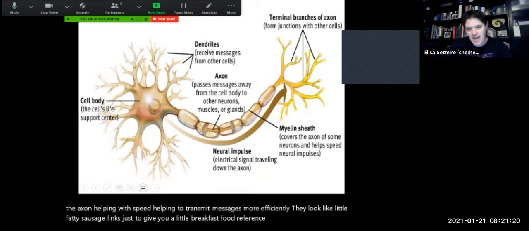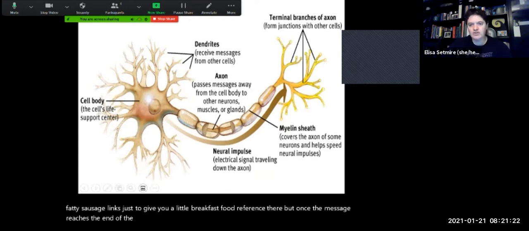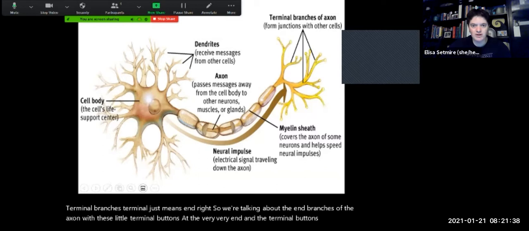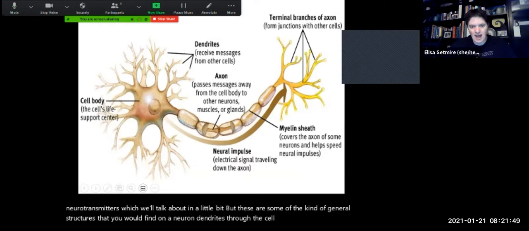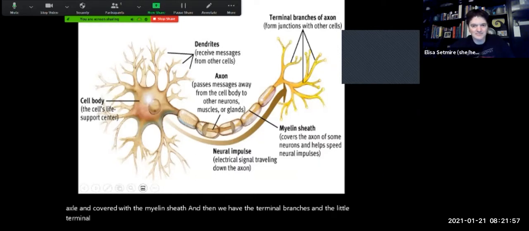Once the message reaches the end of the axon, it hits what are called the terminal branches. Terminal just means end, right? So we're talking about the end branches of the axon with these little terminal buttons at the very end. The terminal buttons contain neurotransmitters, which we'll talk about in a little bit. These are some of the general structures that you would find on a neuron: dendrites, through the cell body and nucleus, the axon covered with the myelin sheath, and then we have the terminal branches and the little terminal buttons at the end.